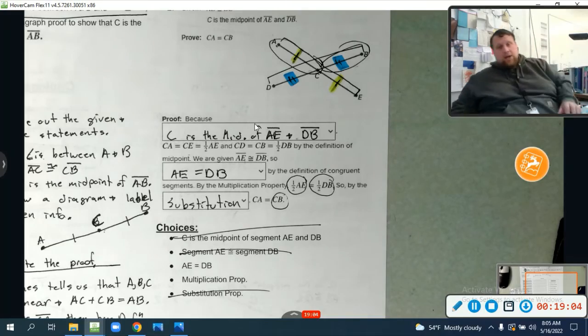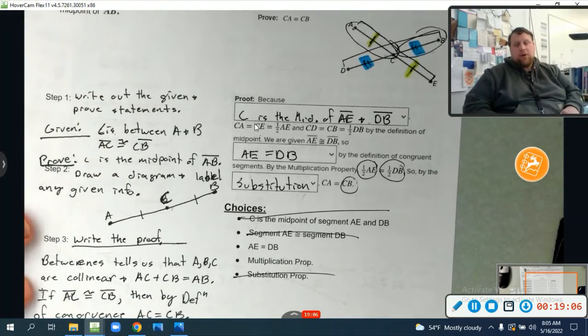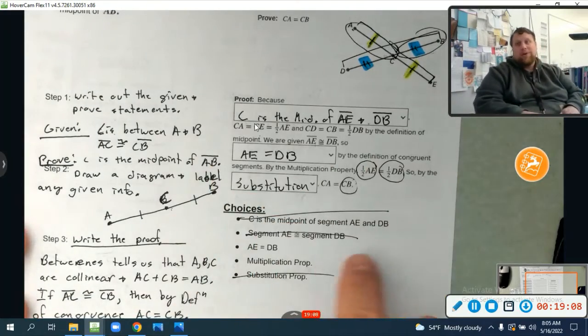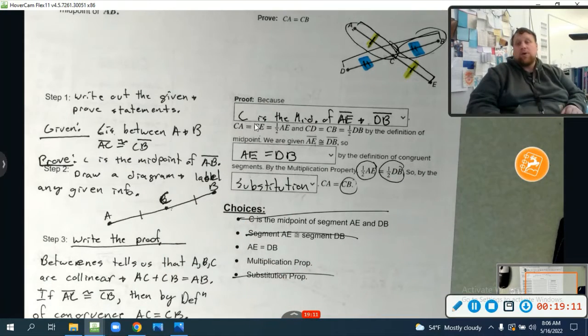All right, guys, this is your intro into paragraph proofs. I know a lot of this you're thinking, hey, I would not have logically thought of that. That's why we're going to work through this. It is a work in progress.